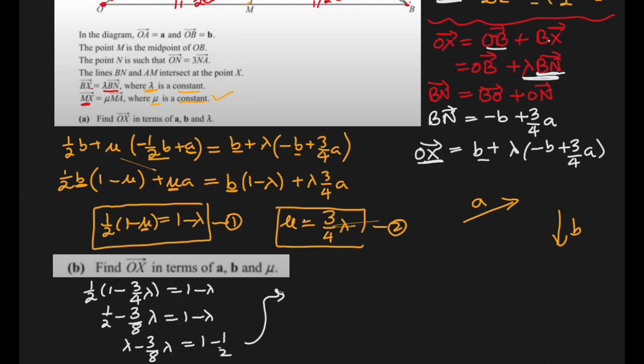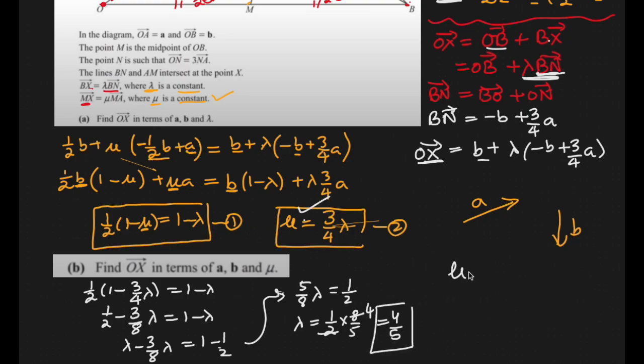Let's complete here. This is 5/8. 5/8 lambda is equal to 1 minus half, which is half. So lambda becomes half times 8/5, which is 4/5. So we got lambda. Now for mu, I use this equation. Mu is 3/4 of lambda. Lambda is 4/5. Mu is 3/5. So I got the values of lambda as well as mu. Done.